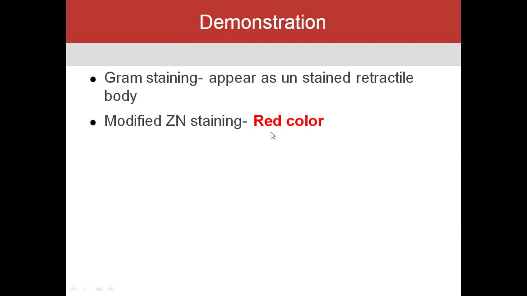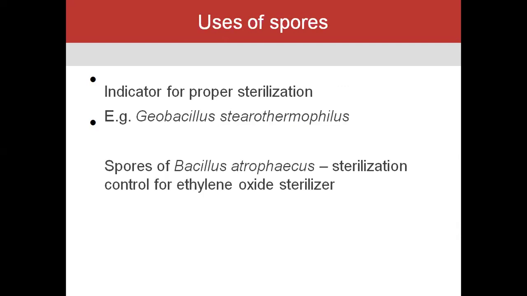Generally, we use sulfuric acid for decolorization in Ziehl-Neelsen staining. But in the case of modified Ziehl-Neelsen staining, especially for spores, only 0.25 to 0.5% sulfuric acid is used. So instead of 20% sulfuric acid, we use 0.25 to 0.5% sulfuric acid.